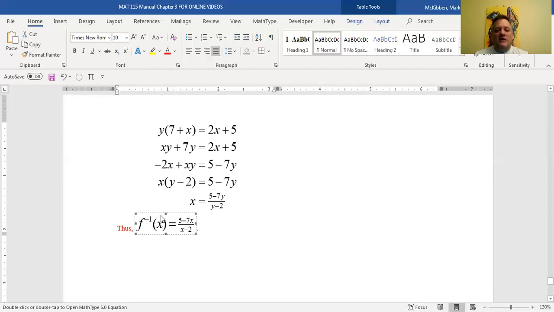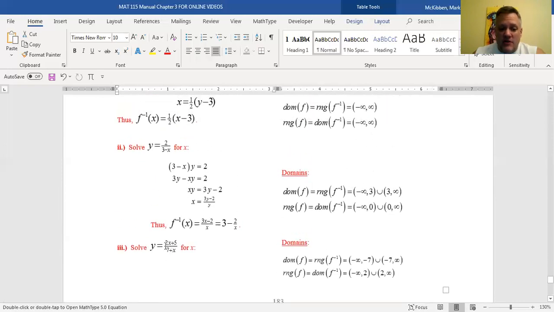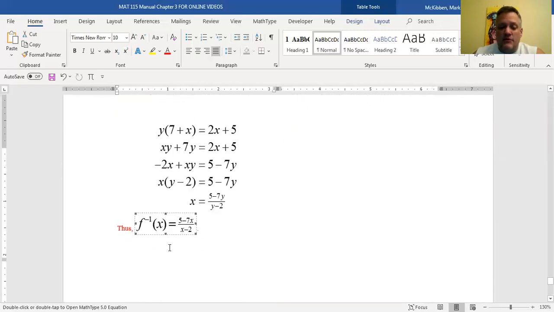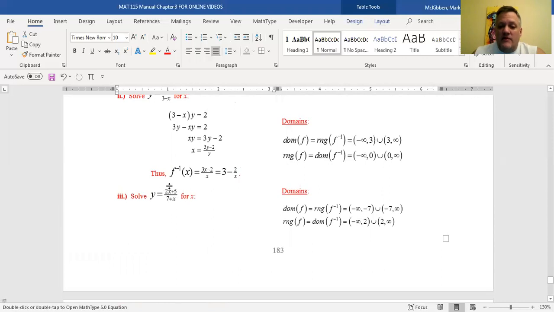The domain of the inverse, it's a rational function. The domain of this function is the set of all real numbers except for 2. But remember, the domain of the inverse is exactly equal to the range of the original function f. And so the range of the original function is everything but 2. And then likewise here, the domain of the original function is everything except for minus 7, but that corresponds to the range of the inverse, right? That's that dual relationship between the two.